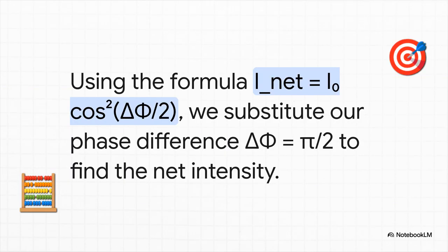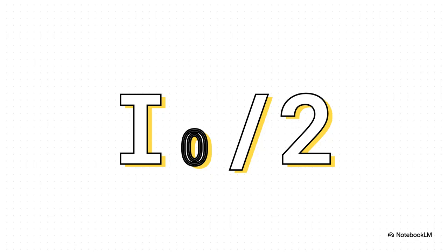We'll use the version that relates the net intensity to the maximum intensity, I naught. We plug in our phase difference of pi over 2, which means we need to calculate I naught times the cosine squared of pi over 4. And we all know that the cosine of pi over 4 is 1 over root 2. When you square that, you just get 1/2. So the net intensity at that point is I naught over 2, exactly half of the maximum intensity. And there you have it, a perfect application of our entire toolkit.